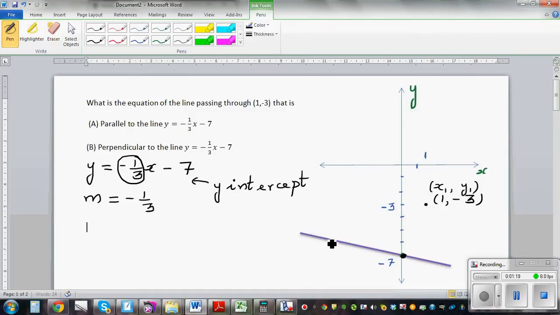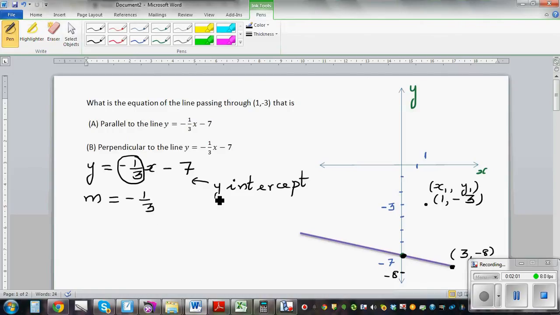That's why I drew the line through negative 7 on the y-axis. And this negative gradient tells me from left to right it has to go down. So if you want to plot one more point, this negative 1 means you go 1 down and 3 across. So this is negative 8, and if you go 3 across from here, it's going to be (3, -8). This is just to explain how you can get 2 points and then draw the line.